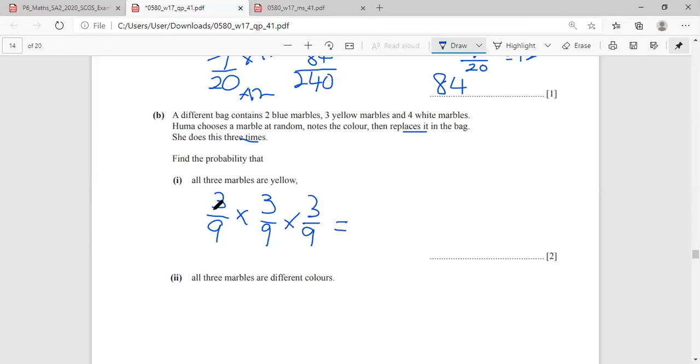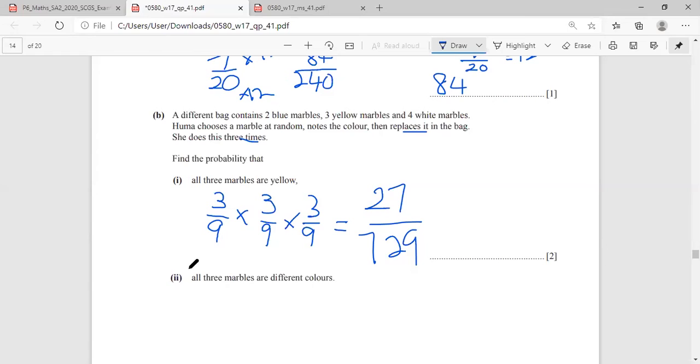So I will get 27 over 729. This is the answer in the marking scheme. You don't have to simplify.